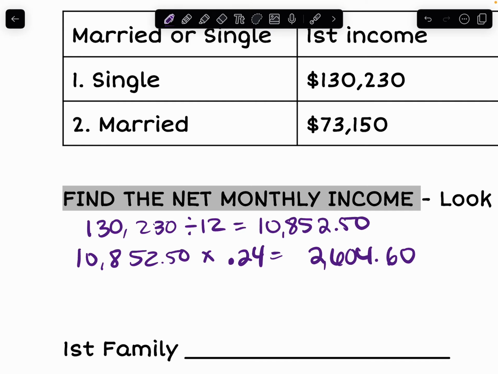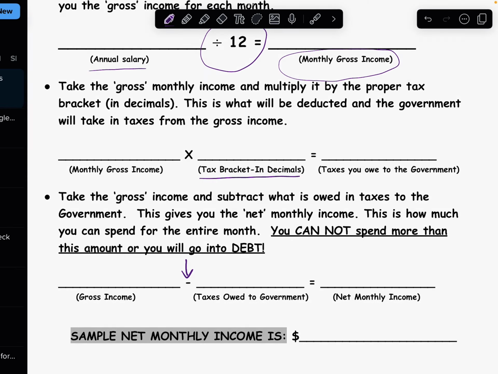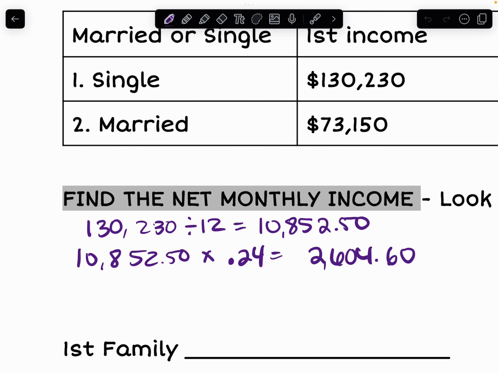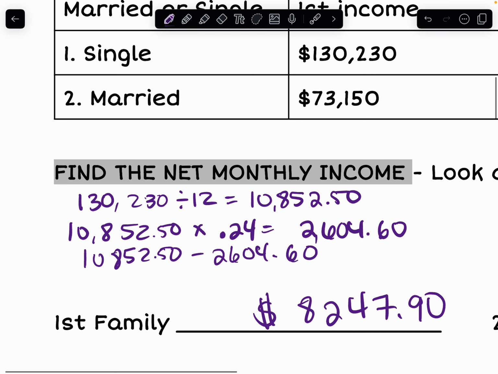$2,640.60. Now, if we look at this, it tells us that we need to subtract the numbers. So I'm going to take 10,250 and subtract 2,604.60. So 10,250 minus 2,604.6, and I'm going to get 8,247.90. Okay, that's how much money you make in one month.